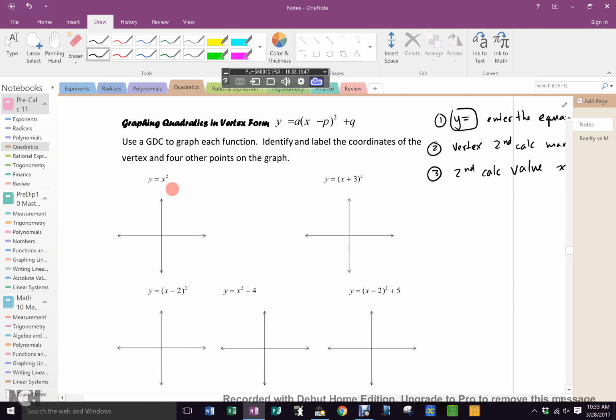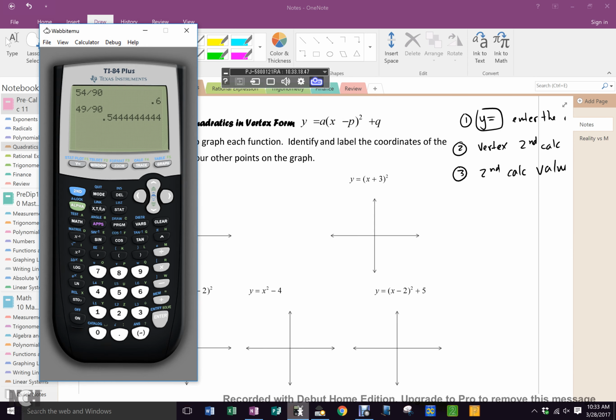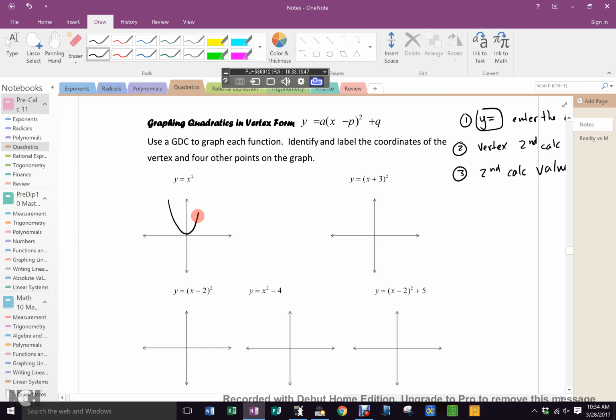I'm going to do the first one on the screen because it's the easiest one. Even though we've already graphed it, I'm going to show you what your page needs to look like. So I get my calculator out. y equals, clear everything here, y equals x squared, right? Graph. Change my window to standard, zoom, 6. There it is. So now I go to my graph and I sketch it. Goes right through the middle, looks like that.